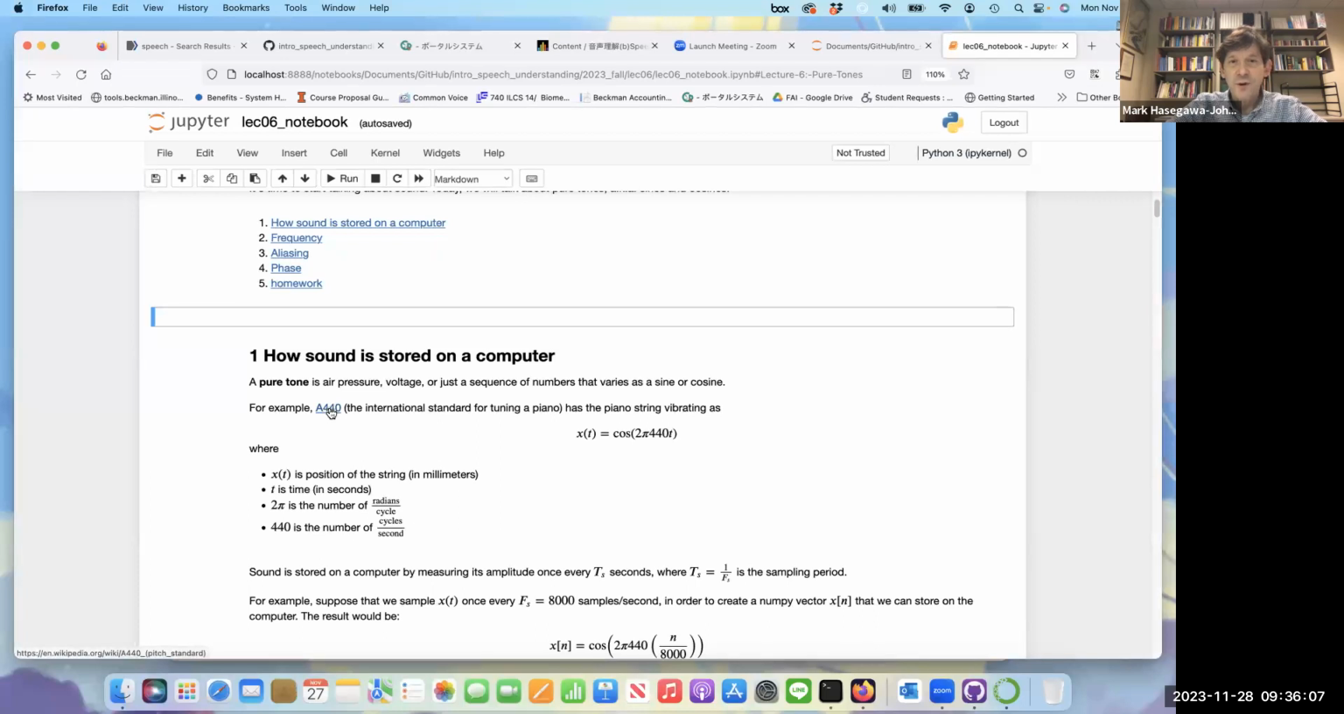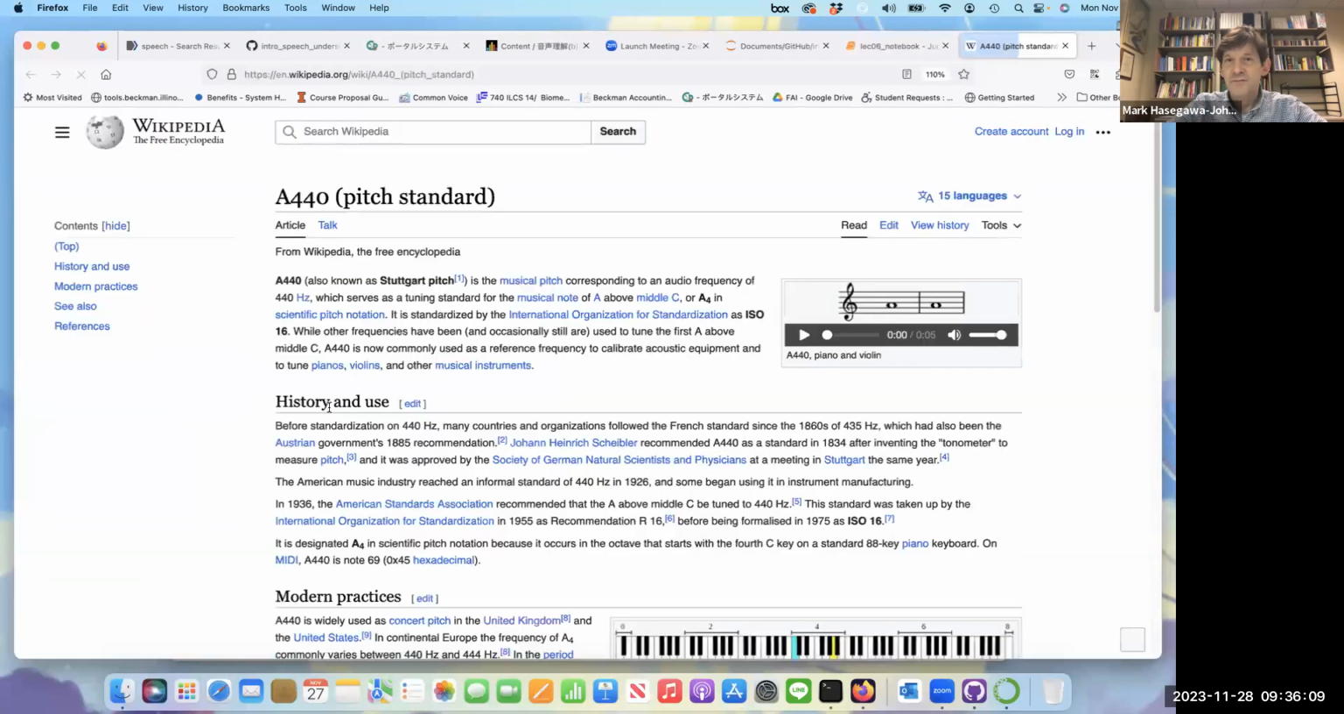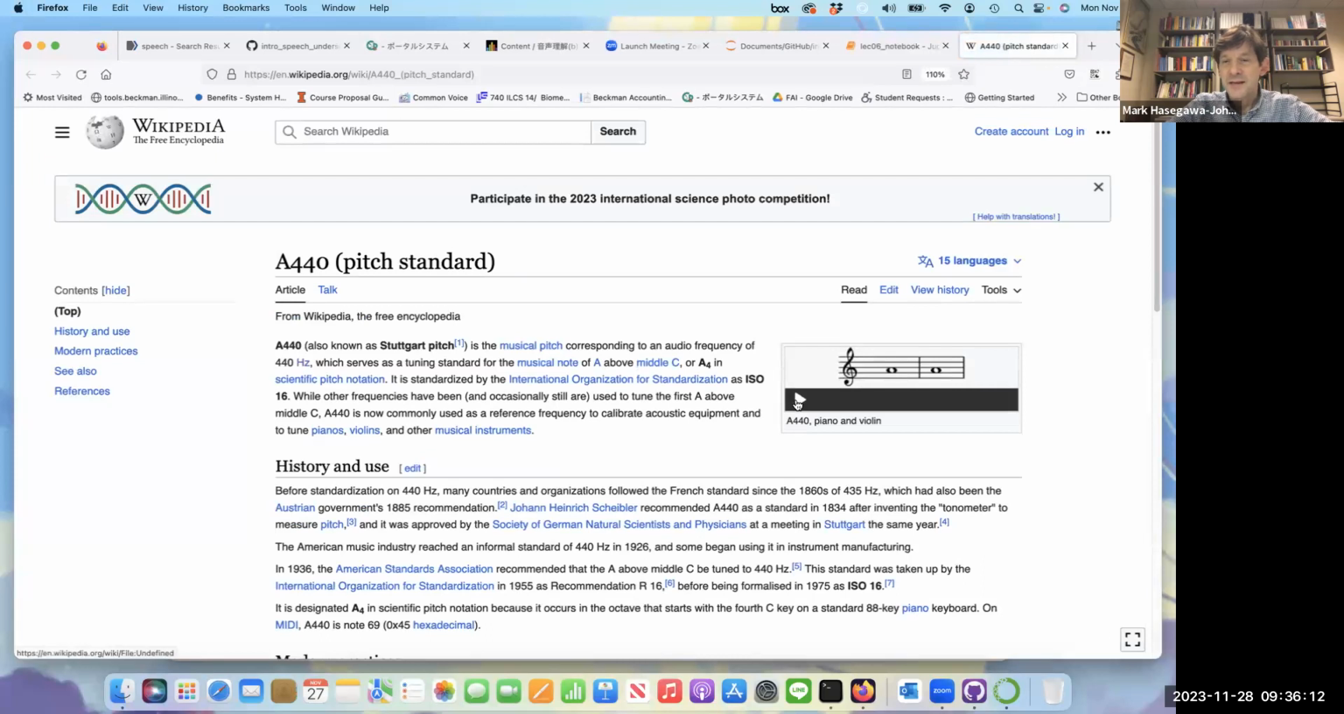So A440 is the international standard for tuning a piano. It's this sound.